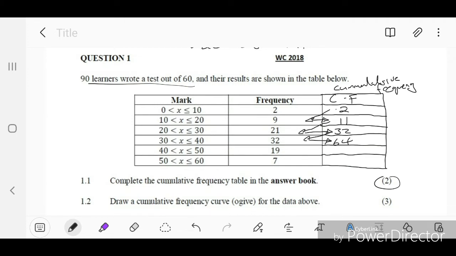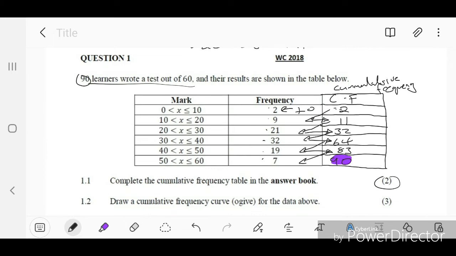You place it there. 64 plus 19, that's 83. 83 plus 7, that's 90. So normally this last number here tells us the total number of people that participated. So we already are told that these are 90 learners. If you are to plus all of these guys here, you will get 90. Okay, so that's how you complete a cumulative frequency. The rule is that you need to take the first number and you add it to 0. So these two guys will be the same.